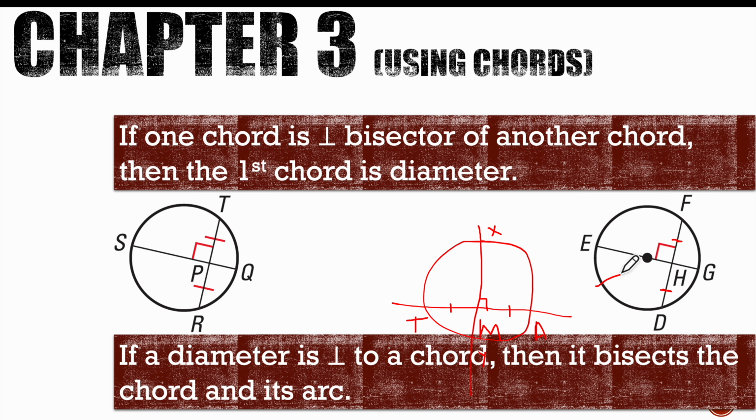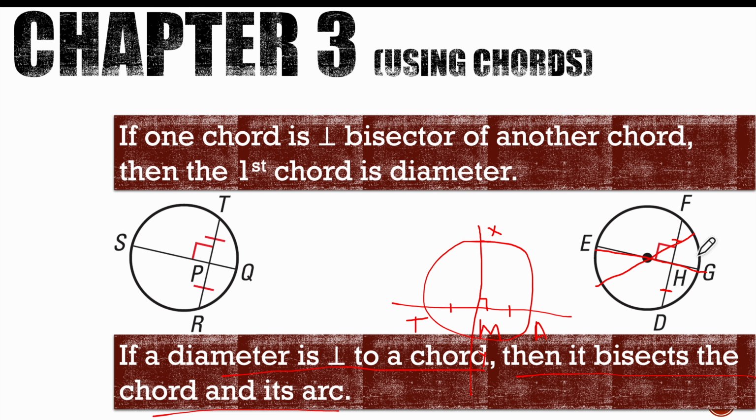For example, another diameter will go like this. Let's say this diameter is going like this. Now what happened? This did not make a 90-degree angle, so it does not bisect. But if it was making a 90-degree angle, like in this case it is making a 90-degree angle, then FH will be equal to HD. If a diameter is perpendicular to the chord, then it bisects the chord and its arc. Okay, it bisects the arc as well.